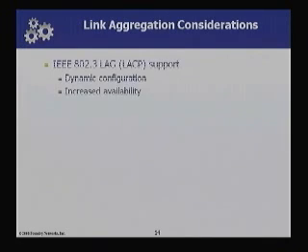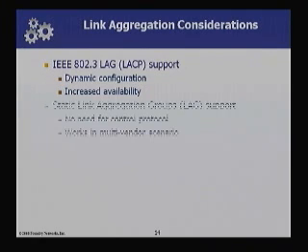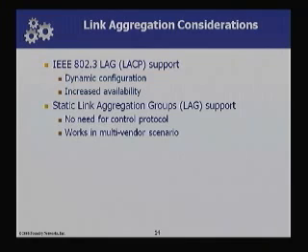Some of the considerations for link aggregation are support for dynamic protocols like IEEE 802.3 LACP, previously called 802.3ad. This allows you to dynamically add and remove links, monitor the health of a link aggregation, and inform the other end that I am adding or I want to take this link out of service. So it really leads to increased availability because both nodes are actively checking the health of the link aggregate. You would also need support for static link aggregation groups.